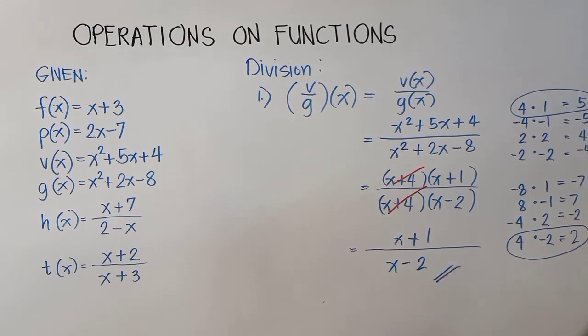You might wonder why we did not cancel out x here. That is because x is only a part of a whole. If we wish to cancel x, we have to include 1 here because they are taken as a group. And since there's no x plus 1 in our denominator, or there is no x minus 2 in our numerator, then this is our final answer.